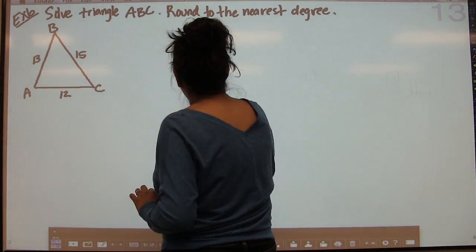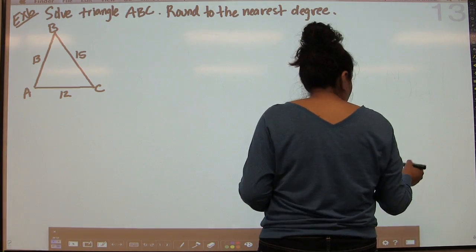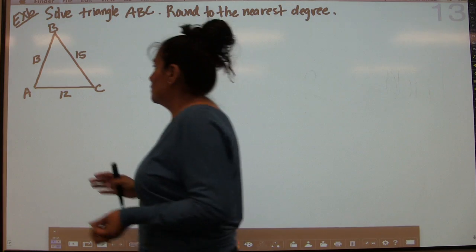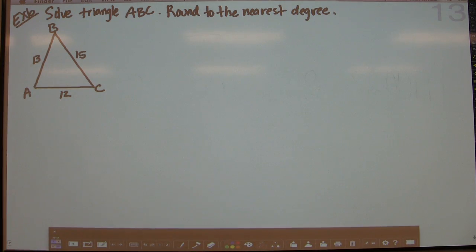We're going to have to use both at some point, but we want to base our decision off of the information that was given. In this case, we're not given any angle measures. So we need to find at least one or two angle measures. We can find the third one by using 180 minus the other two, but we don't have any angle measures. And since we have all three sides, we're going to use law of cosines to get started.